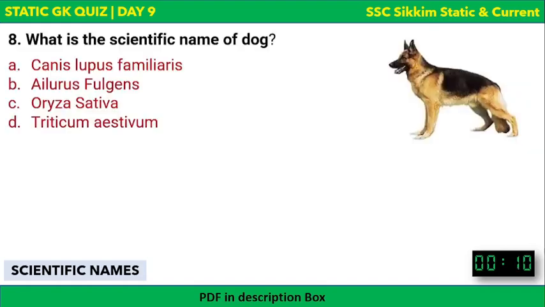As you can see, what is the scientific name of dog? The options are there, and your time begins now. Canis lupus familiaris, Ailurus fulgens, which is of course the wrong answer. It's red panda. Oryza sativa or Triticum aestivum. The correct answer is option A, that is Canis lupus familiaris. Quite a complicated name for a simple animal, dog.